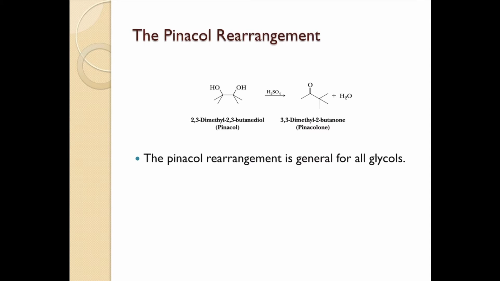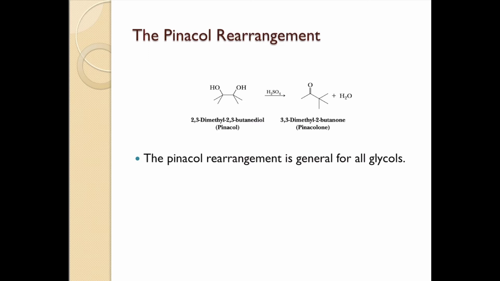The most important thing that you have to note down here is that when the alcohol undergoes acid catalyzed dehydration, it leads to the formation of an alkene. Whereas when a glycol undergoes acid catalyzed dehydration, it's going to lead to the formation of a ketone. A pinacol is actually converted into a pinacolone. So this is a ketone because it's ending with -one. Remember, this pinacol rearrangement is specific for glycols.